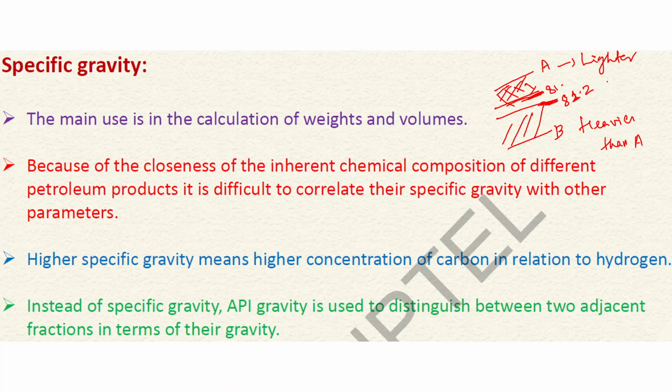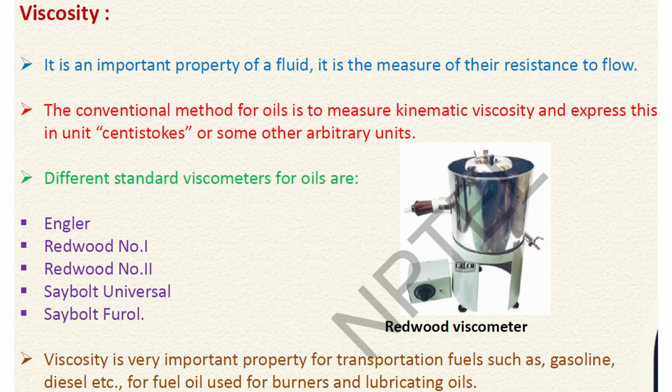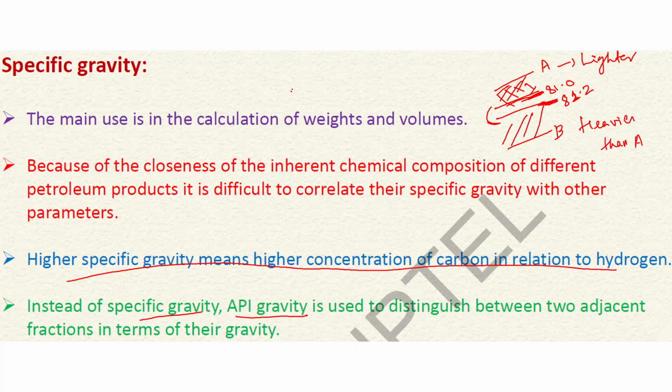Suppose the density of the upper limit of B is 82, or 81.2. So by this we can see that there is not much difference in the specific gravity, so it is very difficult to distinguish between two different cuts. Heavier specific gravity means a higher content of carbon in relation to hydrogen. So to easily distinguish between two different cuts, instead of specific gravity, API gravity is used to distinguish between two adjacent fractions in terms of their gravity. What is API gravity?